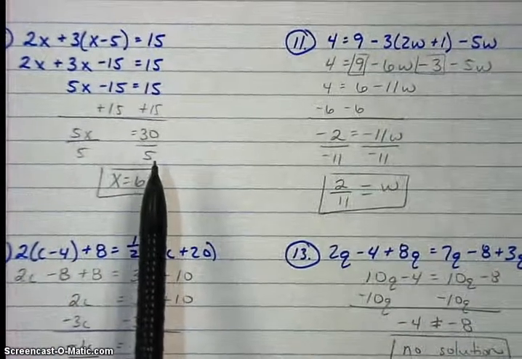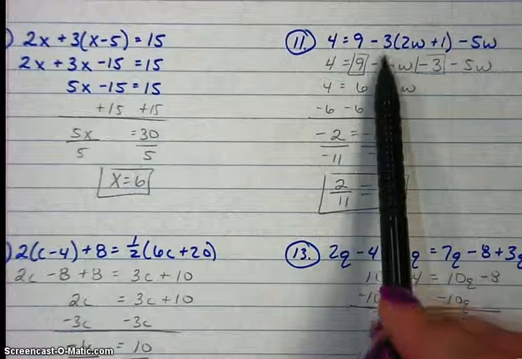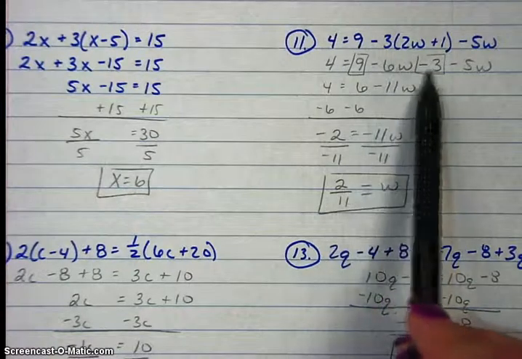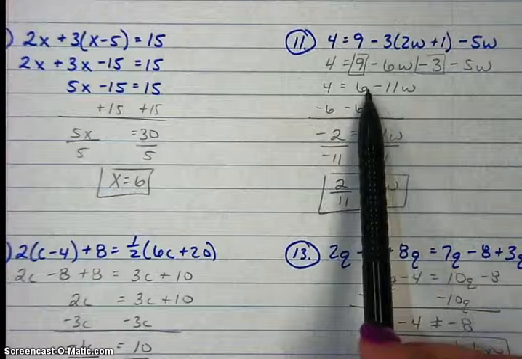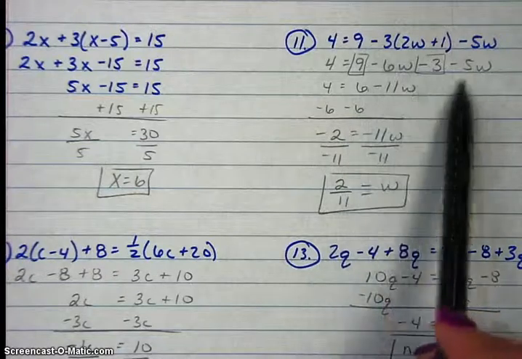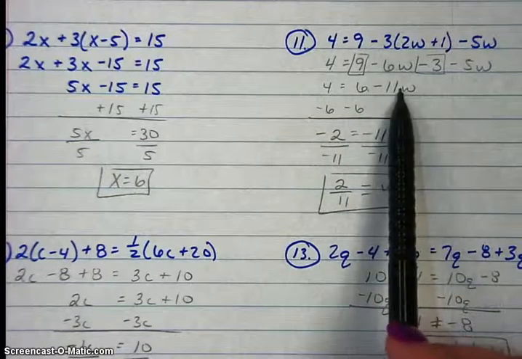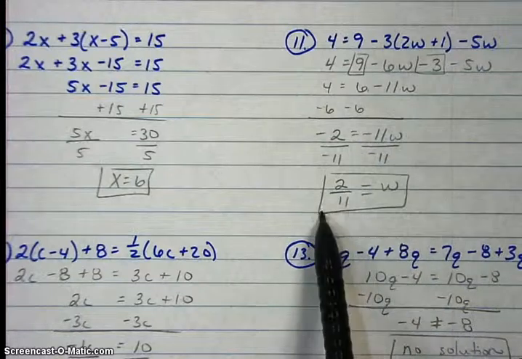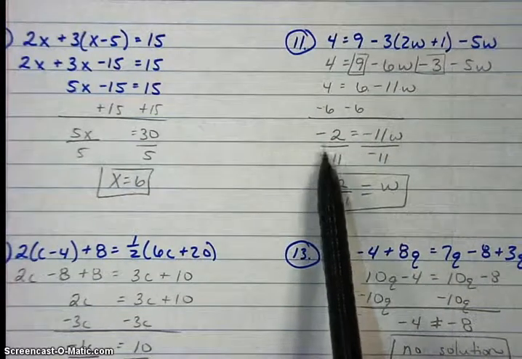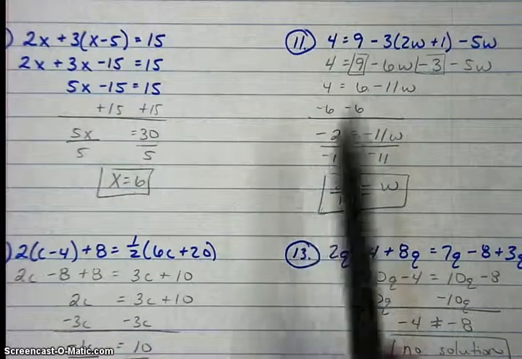On number 11 here, first thing I did was distribute that negative 3, so negative 6w minus 3 here. Then I combined like terms. 9 and negative 3 were alike, giving me 6, and negative 6 plus negative 5 is negative 11. Subtract 6, divide by negative 11 on both sides. So 2/11, be careful of double negatives, it's always a positive, equals w.